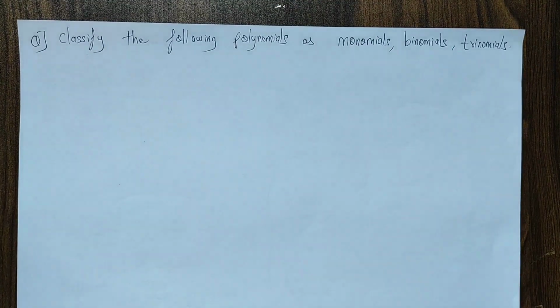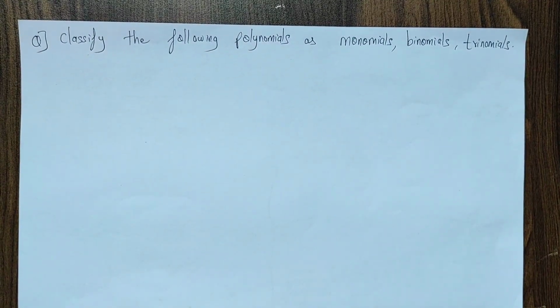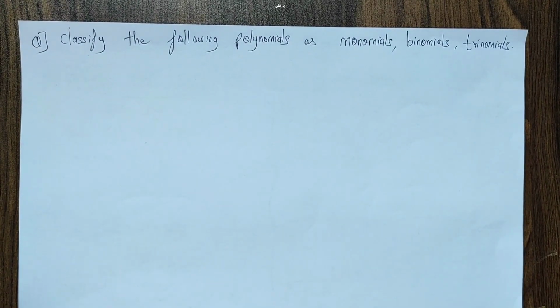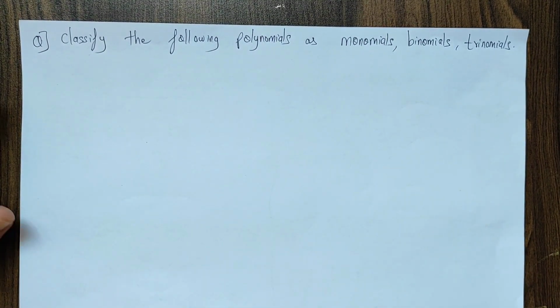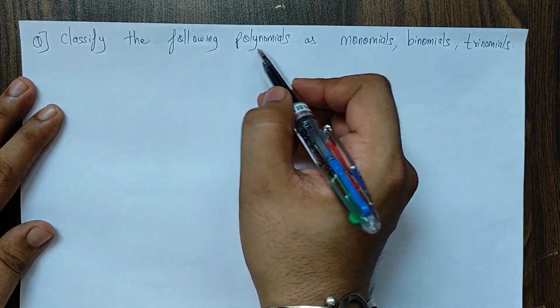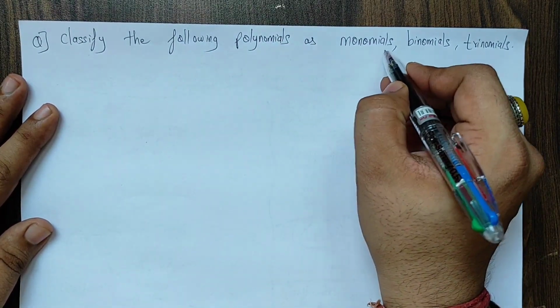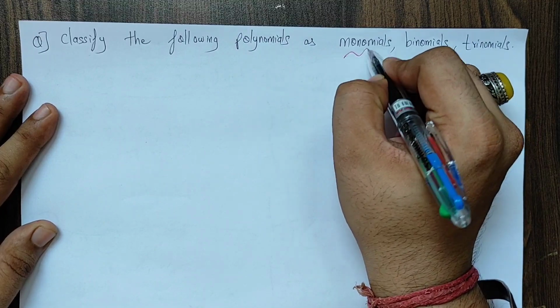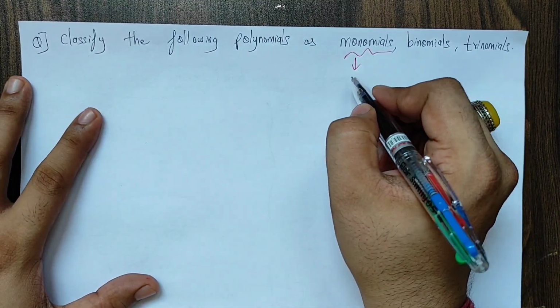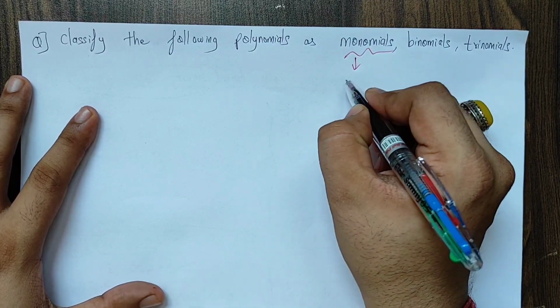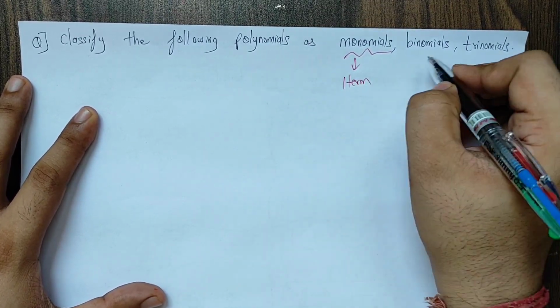Students, now the next question is very simple. Actually, frankly speaking, you have all completed this in your previous grade, in your previous standard. But still, we'll do it as a revision for you all. Let's very quickly see this. Classify the following polynomials as monomials, binomials and trinomials. What do you mean by monomial? Monomial means any expression which has one term.